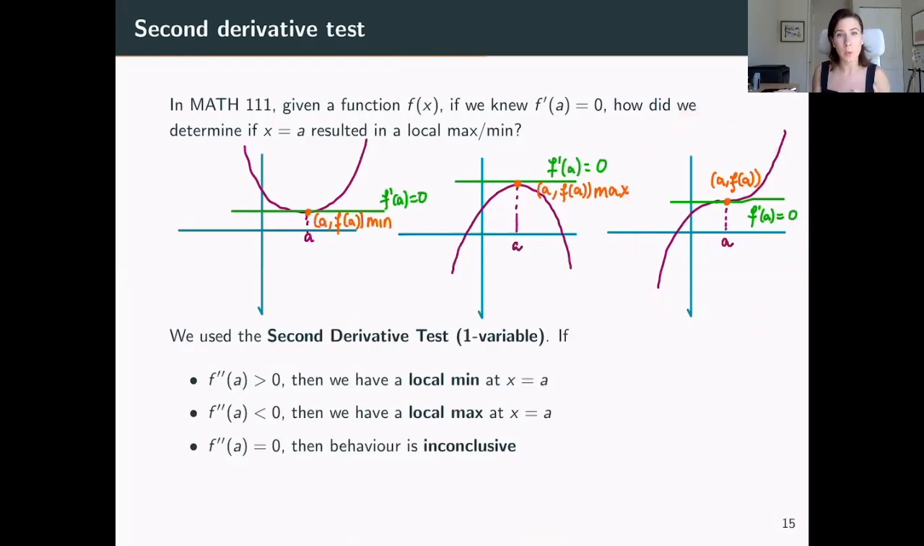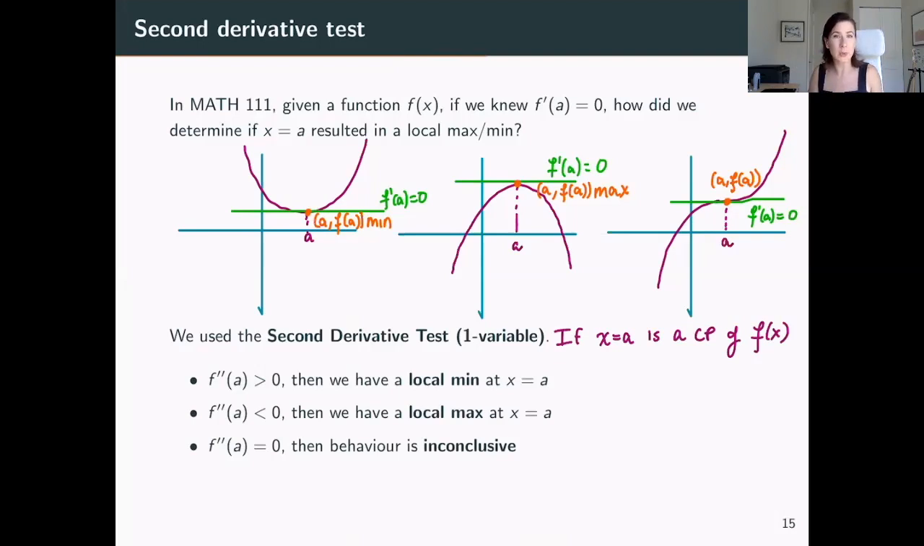So now we had the second derivative test to distinguish and determine whether a given critical point resulted in a local max or min. And so the second derivative test said, and I have a little typo here that I want to fix up. So we said that if x equal to a is a critical point of f of x, we had 3 cases to go through.